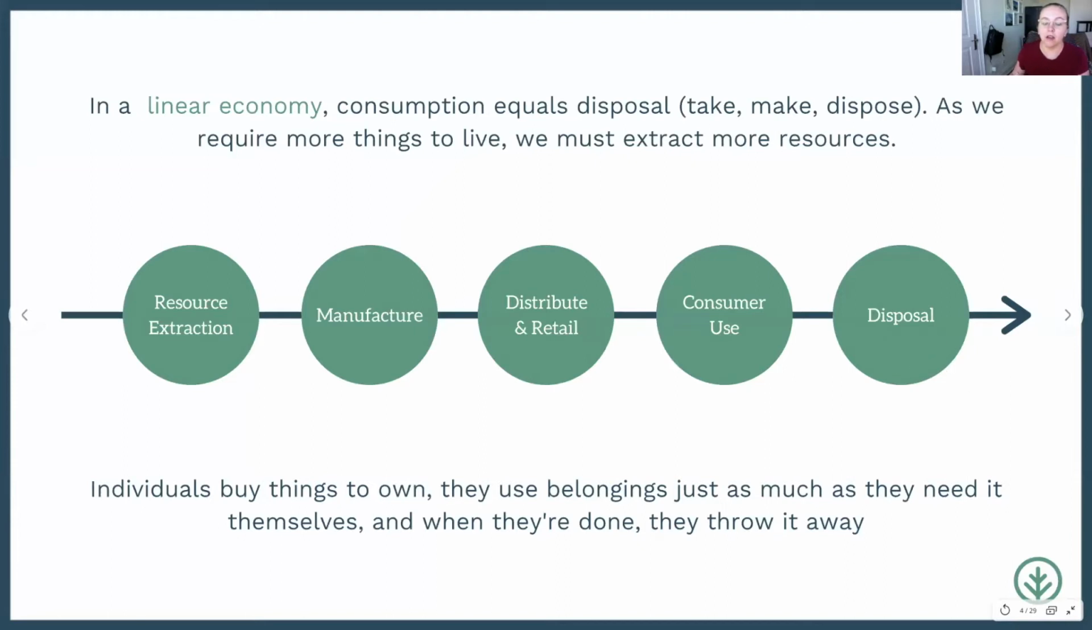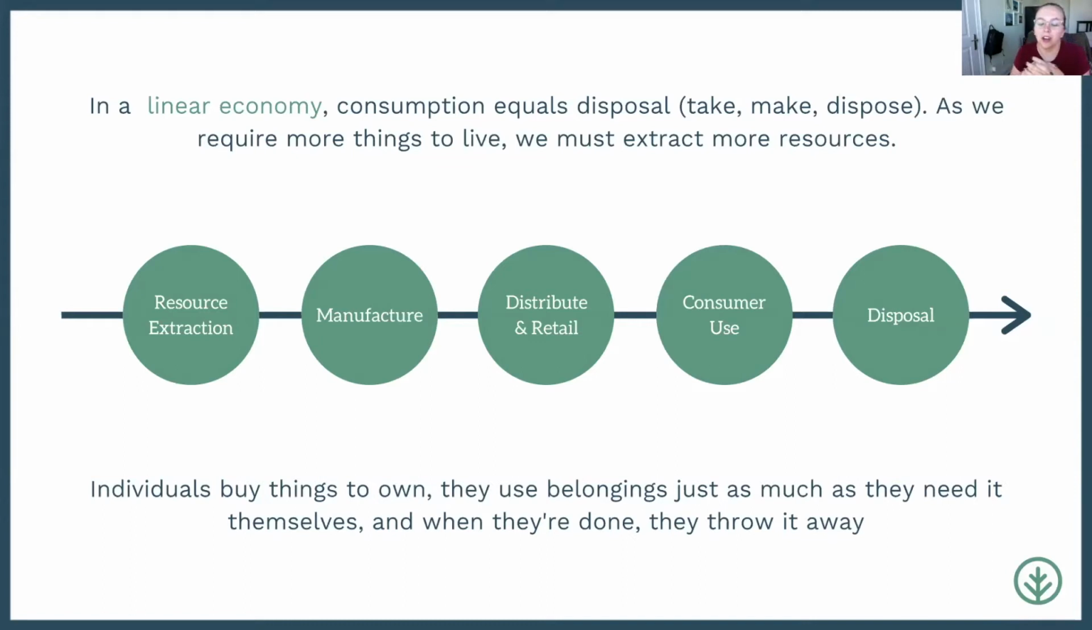So the idea of the linear economy is that resource extraction equals disposal. Because if you think about it, the way that the linear economy operates is that people buy things, they own things, they use things, they might swap or trade with people if they're willing to put in a lot of effort or a lot of money potentially. So for the most part, when people buy things, they own them, and then when they're done with them, they dispose of them. There is limited recycling that happens.